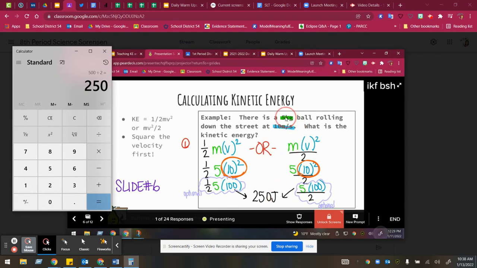Again, replace your mass with 5, your velocity with 10, and then start by squaring your velocity. 10 times 10, which is 100, times my green number, 5, so 500, all divided by 2, and gives you 250 joules.